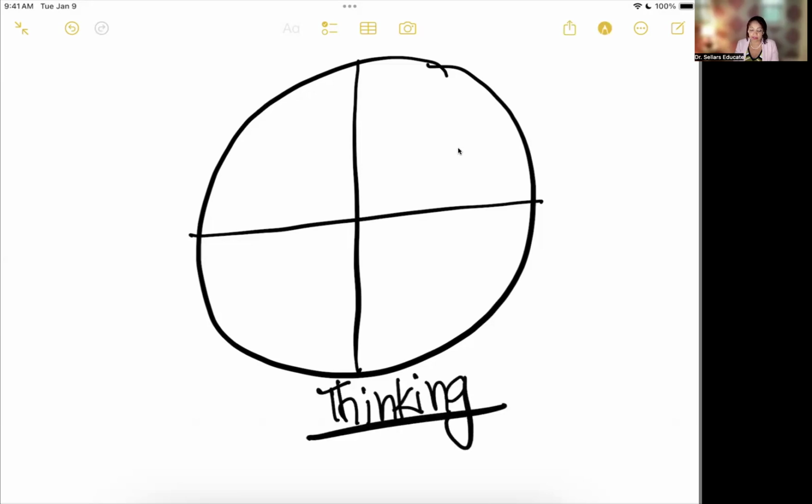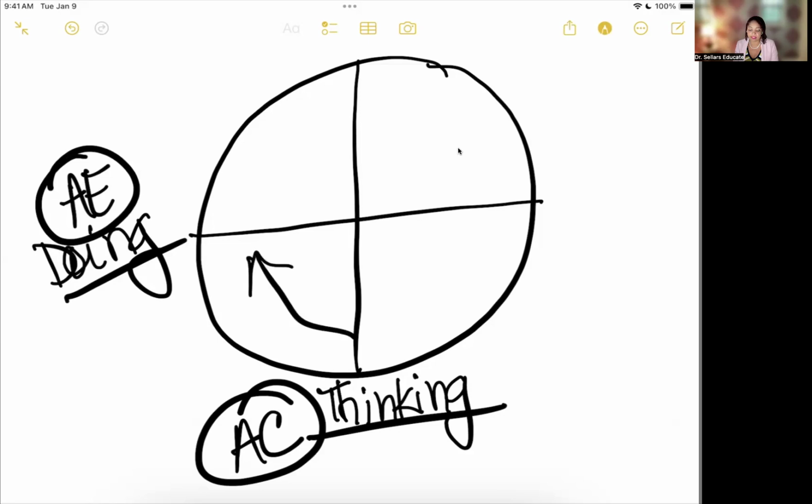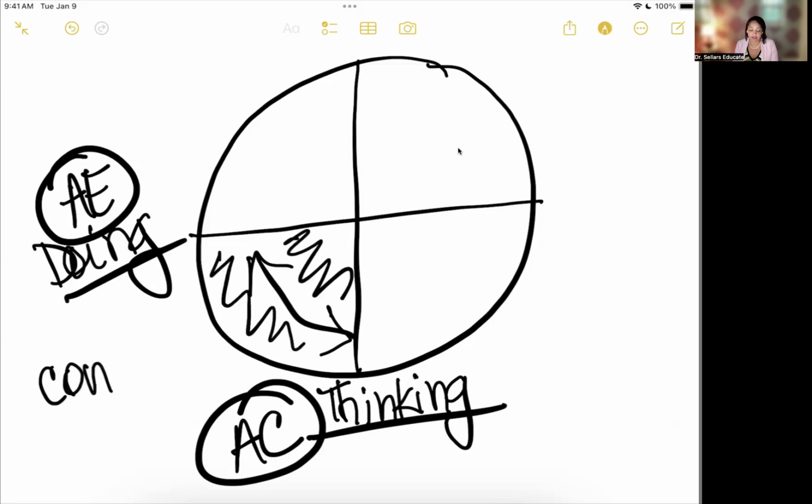All right, so we compared thinking versus doing, right? So abstract conceptualization was here, and then abstract experimentation is over here. And then what about the learning style that we talked about that lives right here? All right, so if you chose Converger, you are correct.